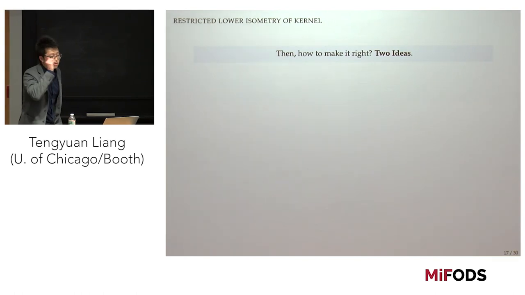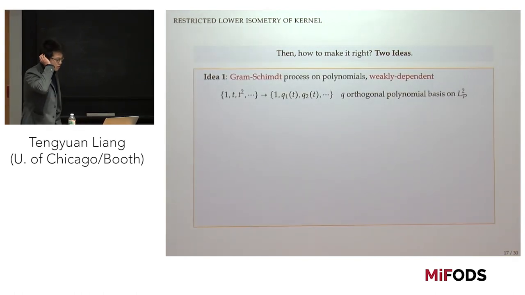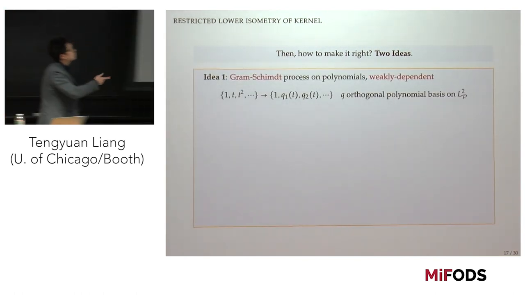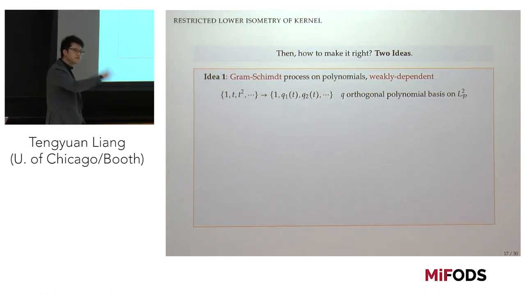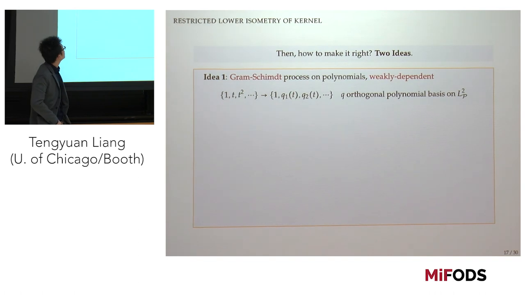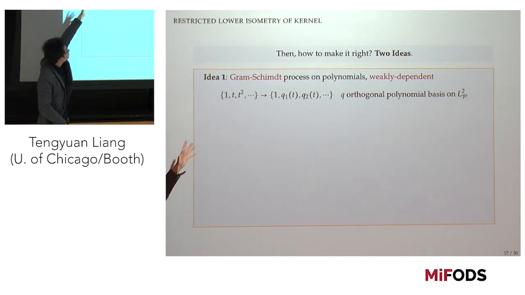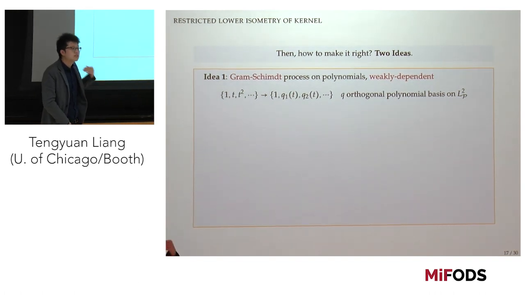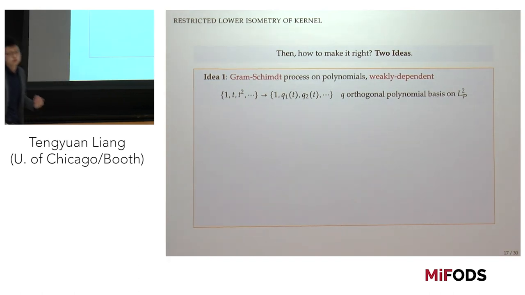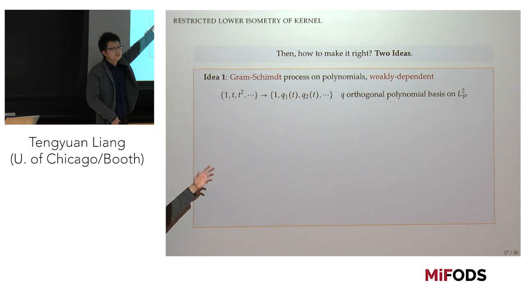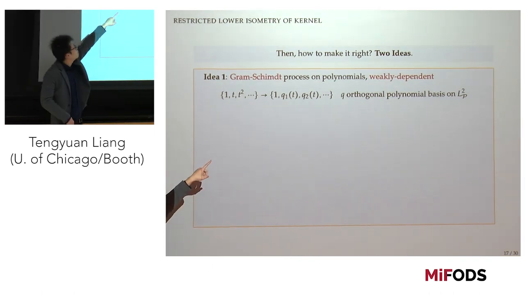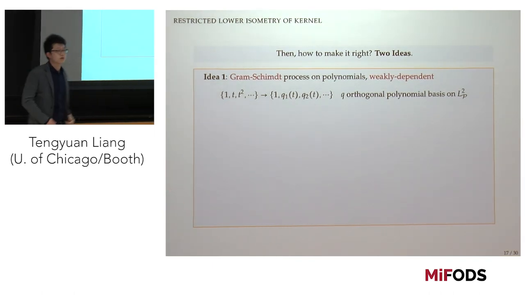OK, so how to make it right? There are two ideas. The first idea is to overcome the first problem, and the second idea is to overcome the second. But there are even more technical subtleties, and maybe I don't have time to get to them. First, you do the Gram-Schmidt process on the polynomials, because you want to make the monomials orthogonal to each other under the new basis.